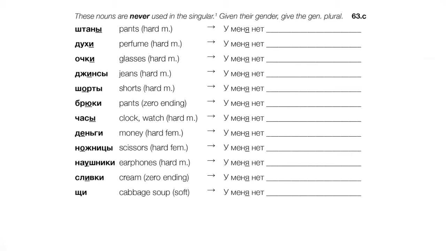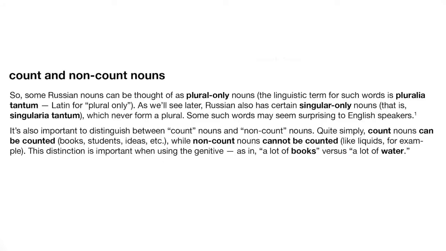Okay, let's discuss quickly the difference between count and non-count nouns. This is pretty simple, really. Basically, a count noun is a noun that we can count. Like, how many pencils do you have? How many computers do you have? And so forth. Anything you can count, we would call a count noun.